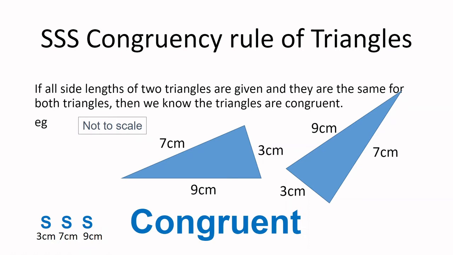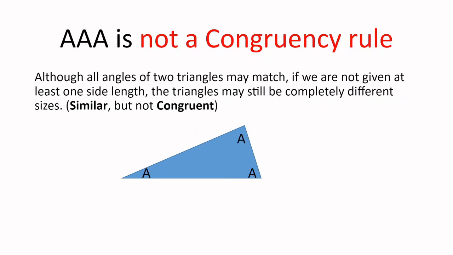They are congruent. Next up, AAA is not a congruency rule. I told you it could get confusing. We just need to remember that. Although you may know all angles in 2 triangles and they may match, that does not mean that the triangles are the same size. They may have the same angles, but completely different side lengths, like we saw with our square before.